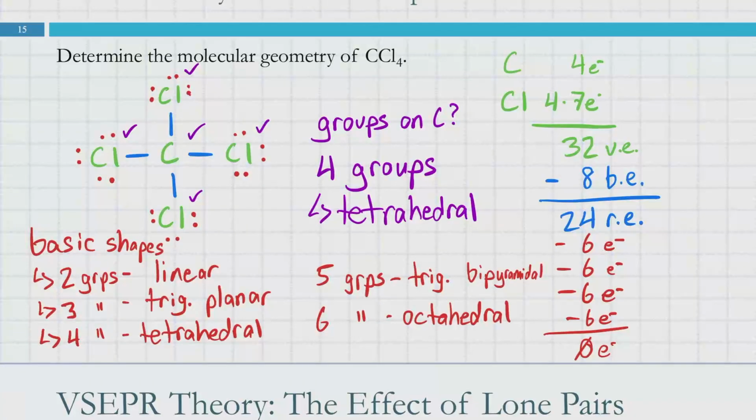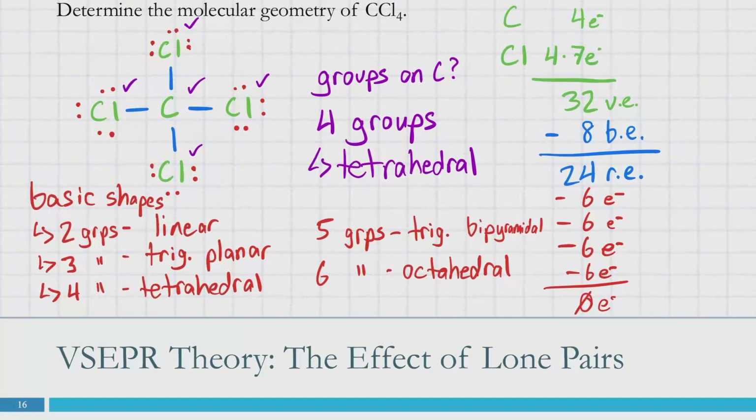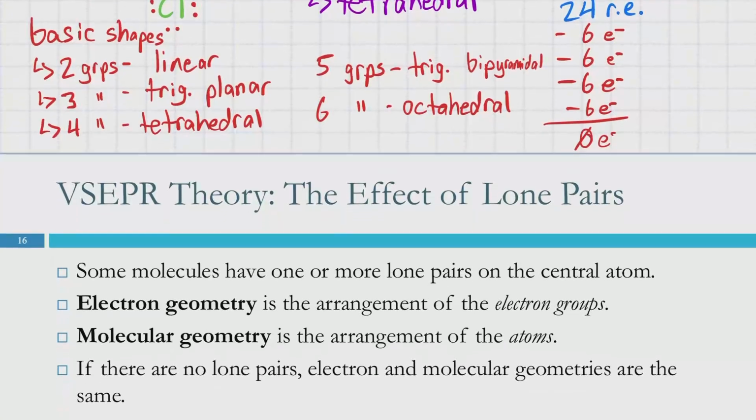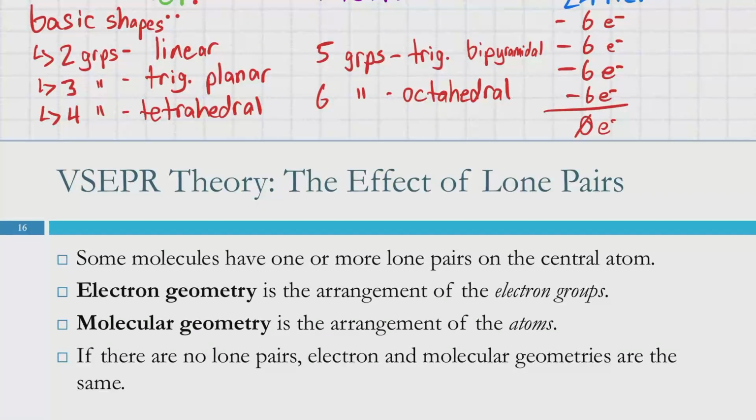So these are all of our basic shapes, and we can always start with our basic shapes. If we don't have any lone pairs, then that is our molecular geometry. If we have lone pairs, then our shape changes, or it can change a little bit. So how do lone pairs affect things? Lone pairs make things more complicated.